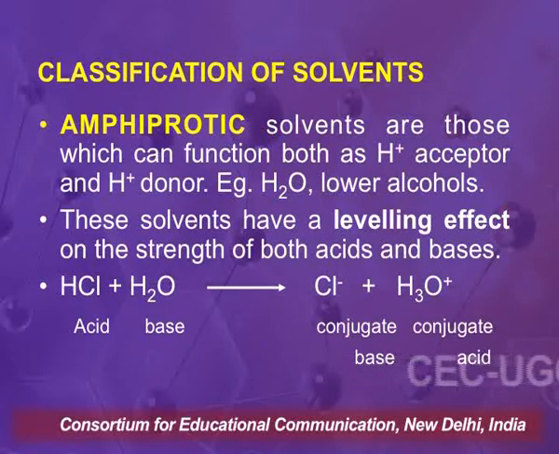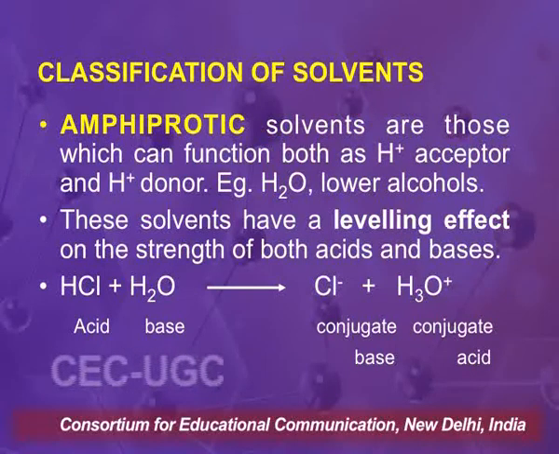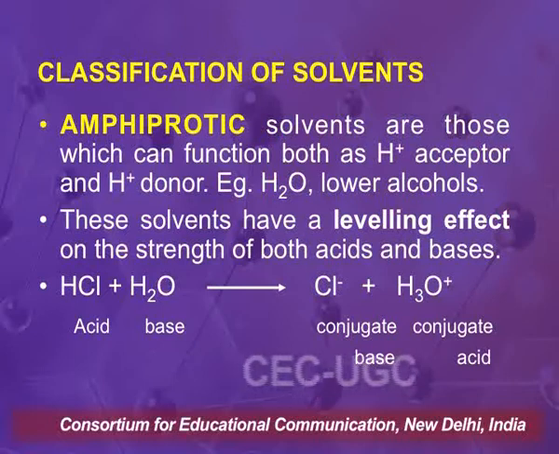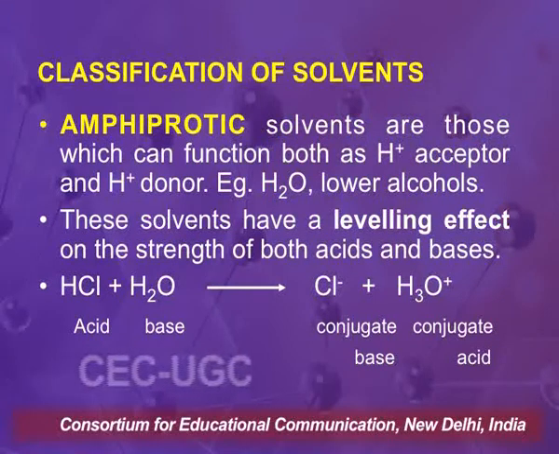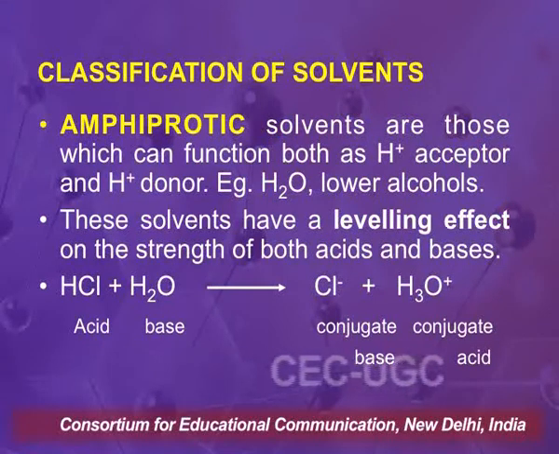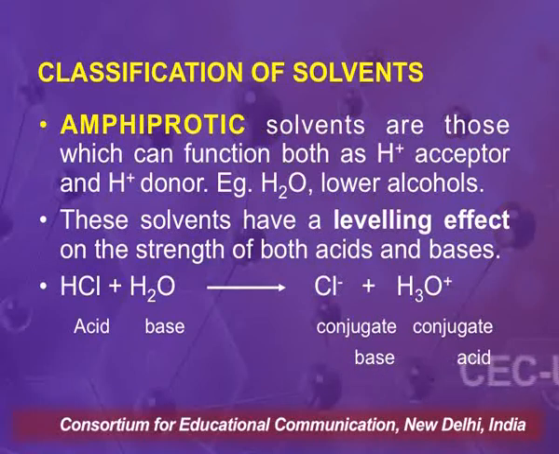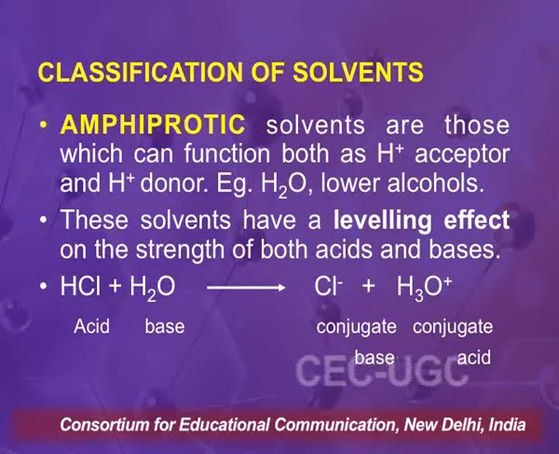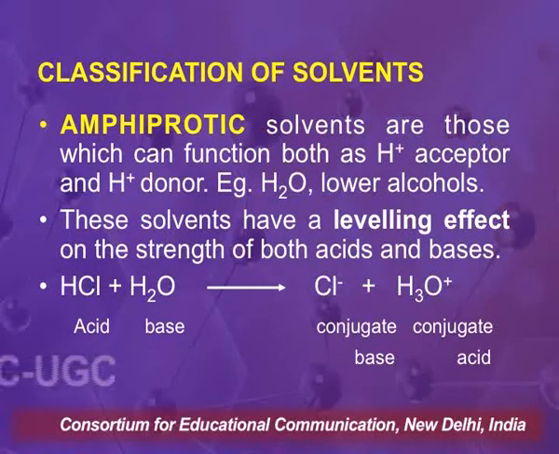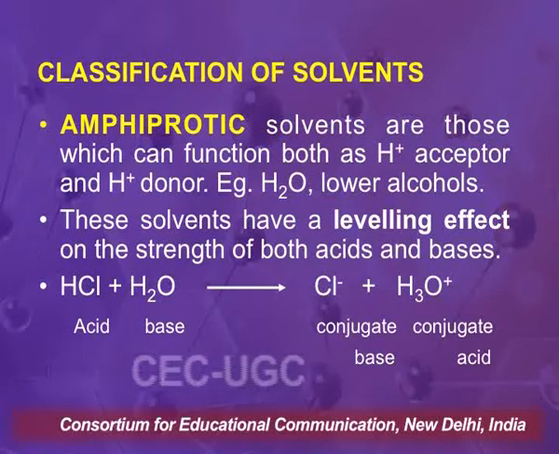That is, we are not able to distinguish between the strengths of many acids in water and also the strength of many bases in water. And the reaction given below, in which water is reacting with hydrochloric acid, gives chloride ions and hydronium ions. In this case, hydrochloric acid is the acid, water is functioning as a base, giving chloride ion, which is termed the conjugate base, and hydronium ion, which is termed the conjugate acid.